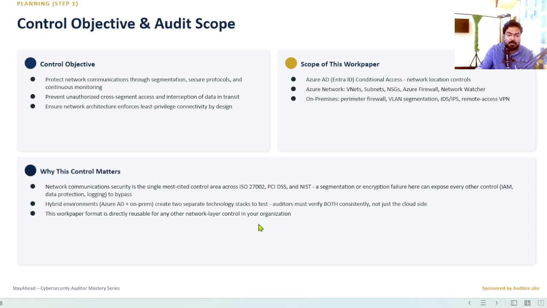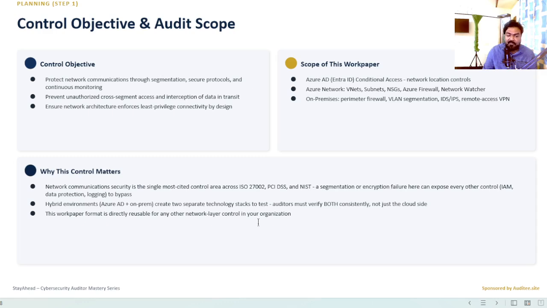Control objectives and audit scope. Now we move into planning. Our step 1. The control objective here is threefold. Protect network communications through segmentation, secure protocols and continuous monitoring, prevent unauthorized cross-segment access and interception of data in transit, and ensure the network architecture enforces least privileged connectivity by design, not as an afterthought.